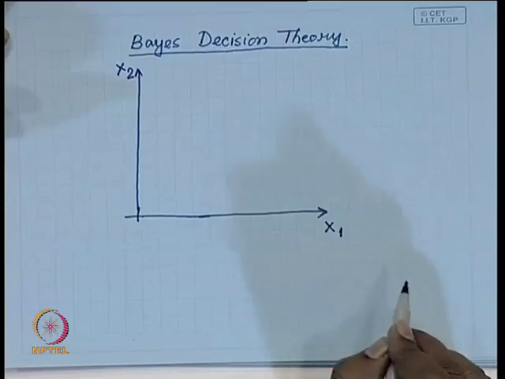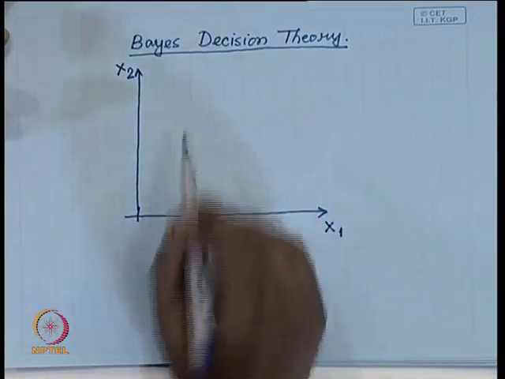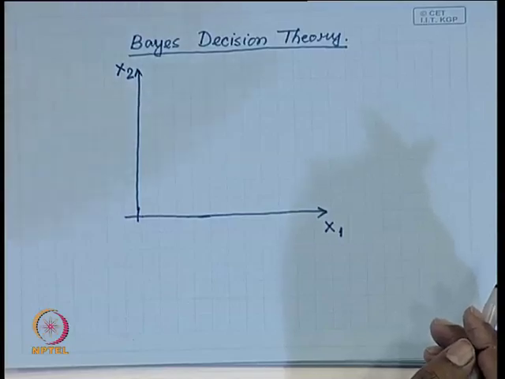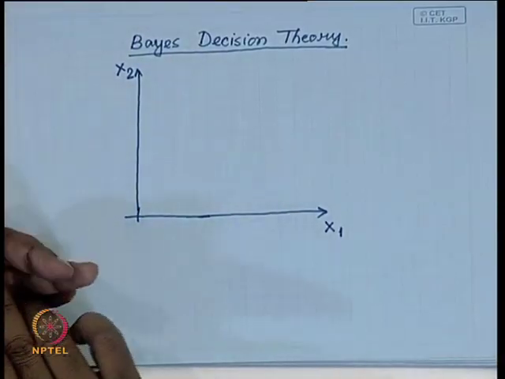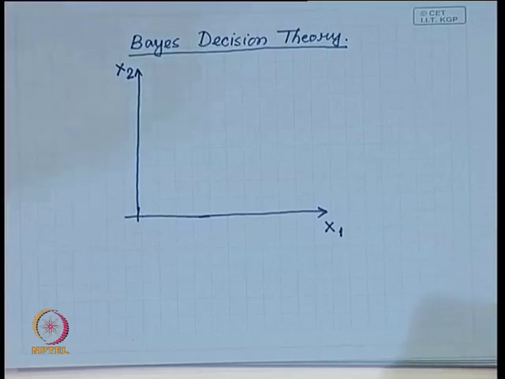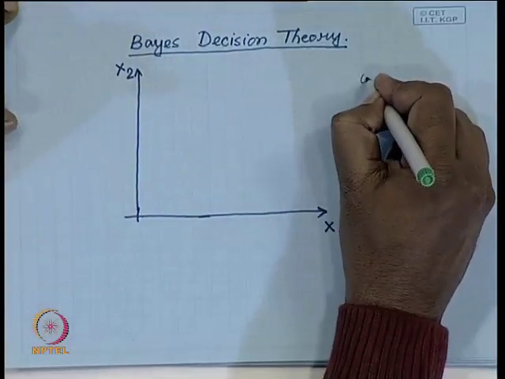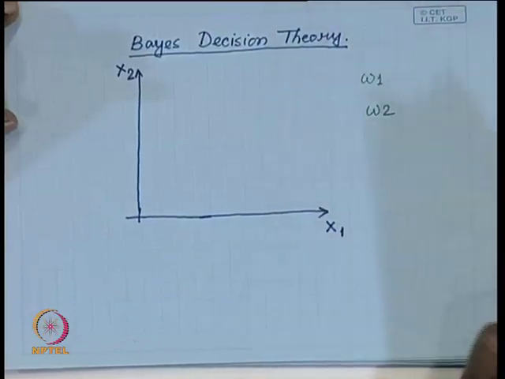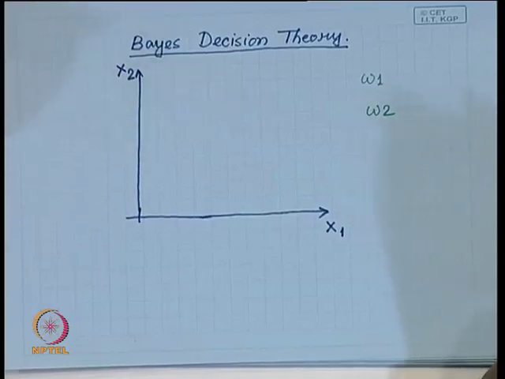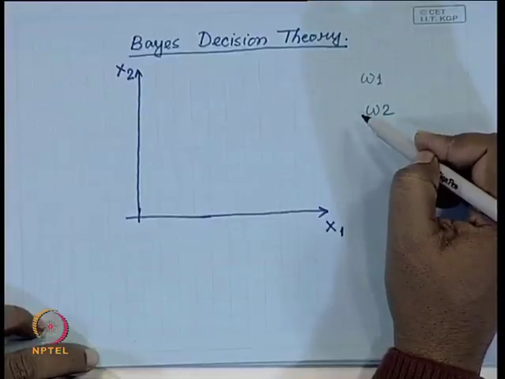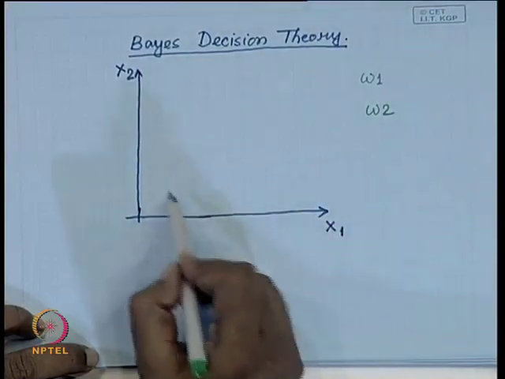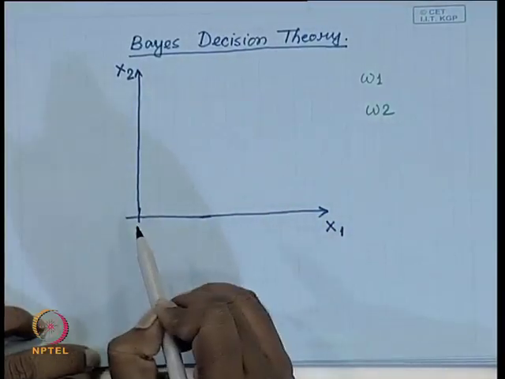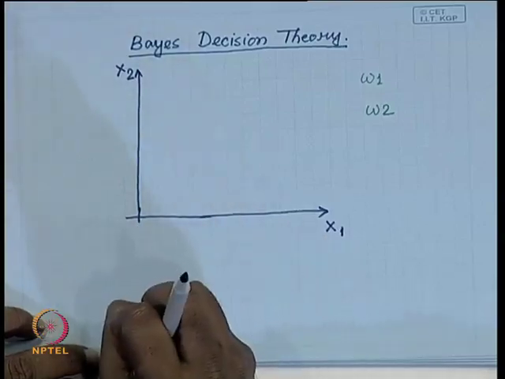Now, different patterns will be mapped to different points in this 2-dimensional feature space. Suppose I have patterns belonging to 2 different categories. One of the categories I may call omega 1, and the other category may be omega 2. Because I am taking patterns from these 2 categories, omega 1 and omega 2, all the patterns which are taken from class omega 1 will be mapped to a number of points in this 2-dimensional feature space, where the points will be very close to each other.